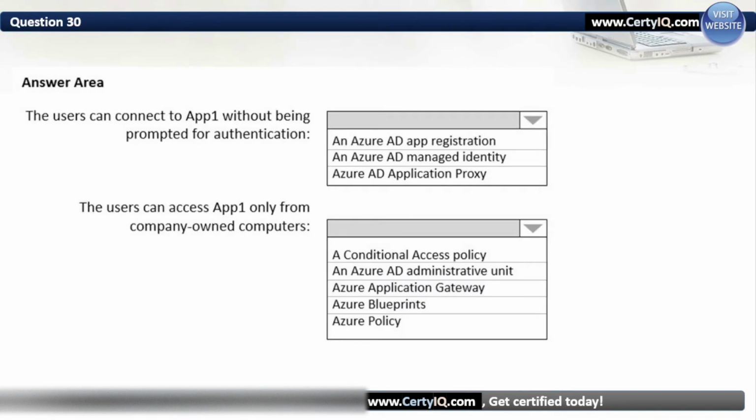To the answer area, the users can connect to App1 without being prompted for authentication: an Azure AD app registration. To the next statement, the users can access App1 only from company-owned computers: the correct option is a conditional access policy.